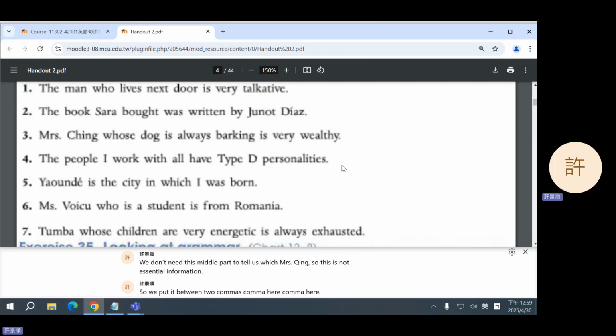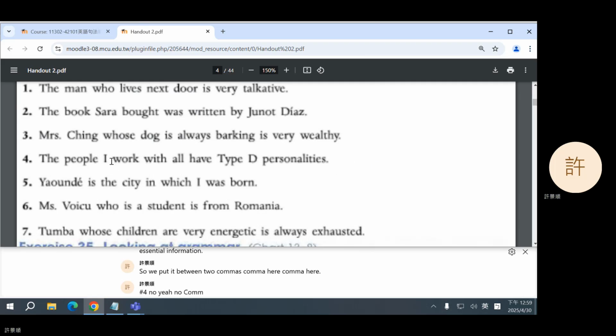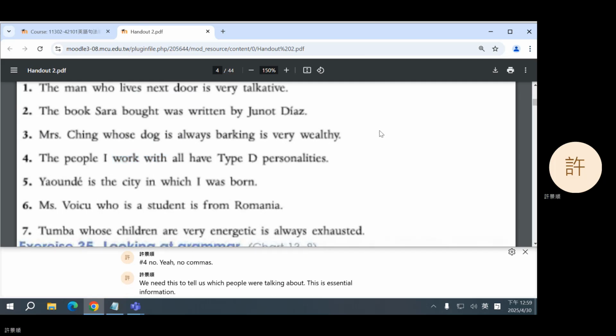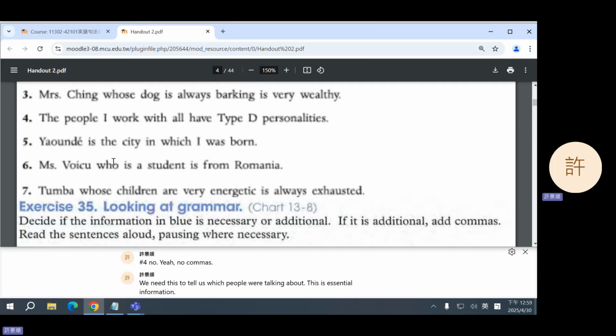Number 4, no commas. We need this to tell us which people we're talking about. This is essential information. Number 5, no comma.